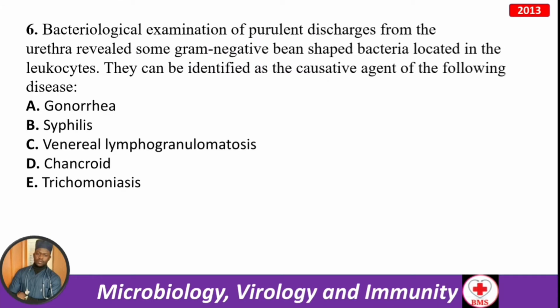Bacteriological examination of purulent discharge from the urethra revealed some gram-negative bean-shaped bacteria located in the leukocytes. They can be identified as the causative agents of the following, right? Gram-negative, right? Urethral, so it's gonorrhea, right?